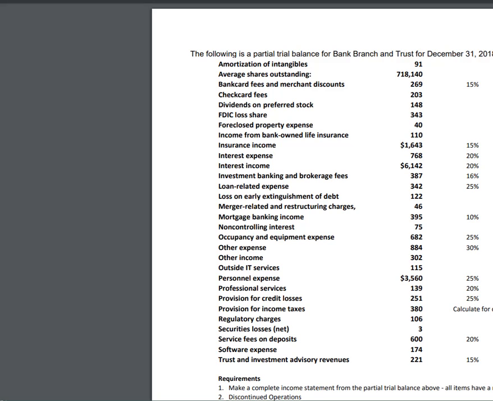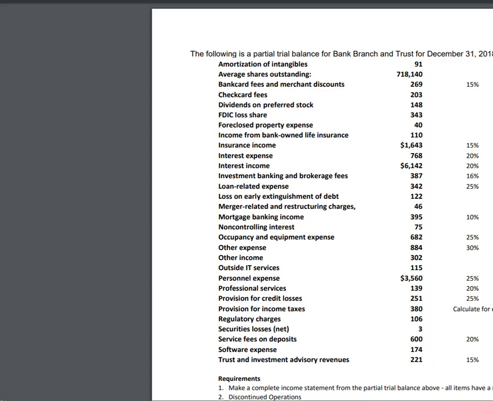Hello, class. This is a podcast to explain the answer to our practice having to do with a mixed up trial balance. So we've got a whole list of accounts here that are actually in alphabetical order, but as we know, that's not how things go on the income statement. We need revenues, expenses, and then gains and losses or other, and then to calculate net income.